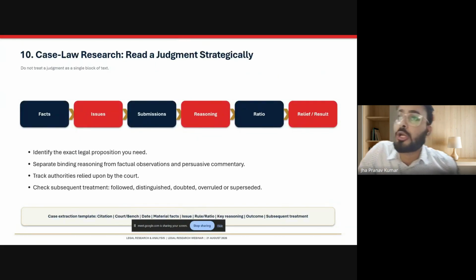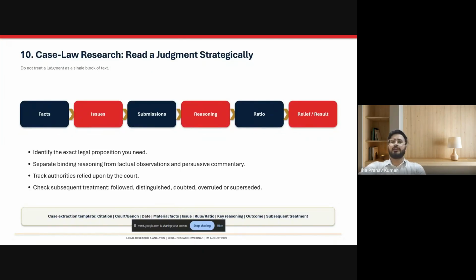Now coming to the case law research, since we all are doing a kind of legal research strategy, you need to understand how you actually do a case law research, because this is going to be very, very important for you as an advocate, as a law student, as any person who is working in the field of law. Number one, you need to know the facts of the case, right? Number two, what are the issues, fact and issue, which we talk in evidence. Then the submissions, reasoning, ratio, and relief. These are the very broad aspects where you need to dive into it.